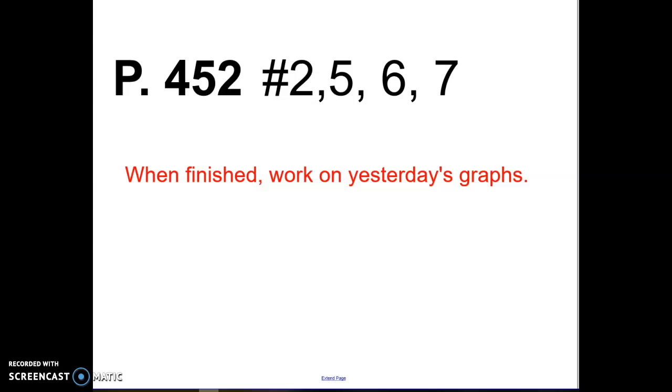So we're going to take a few minutes and try some of these. These are on page 452, number 2, 5, 6, and 7. And when you're finished, you can keep working on the graphs from before.